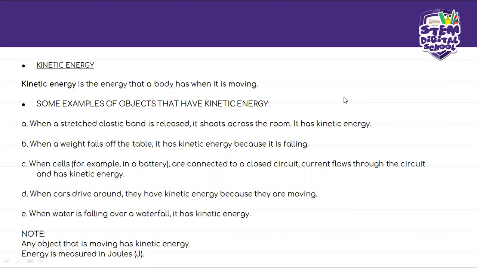When cars drive around, they have kinetic energy because they are moving. When water is falling over a waterfall, it has got kinetic energy. So you see that all these things are in motion. Note, any object that is moving has kinetic energy. So when you go to school and after your lessons you are moving from one place to another, you have kinetic energy. And remember, the unit of measurement is the joule, just like that of potential energy.